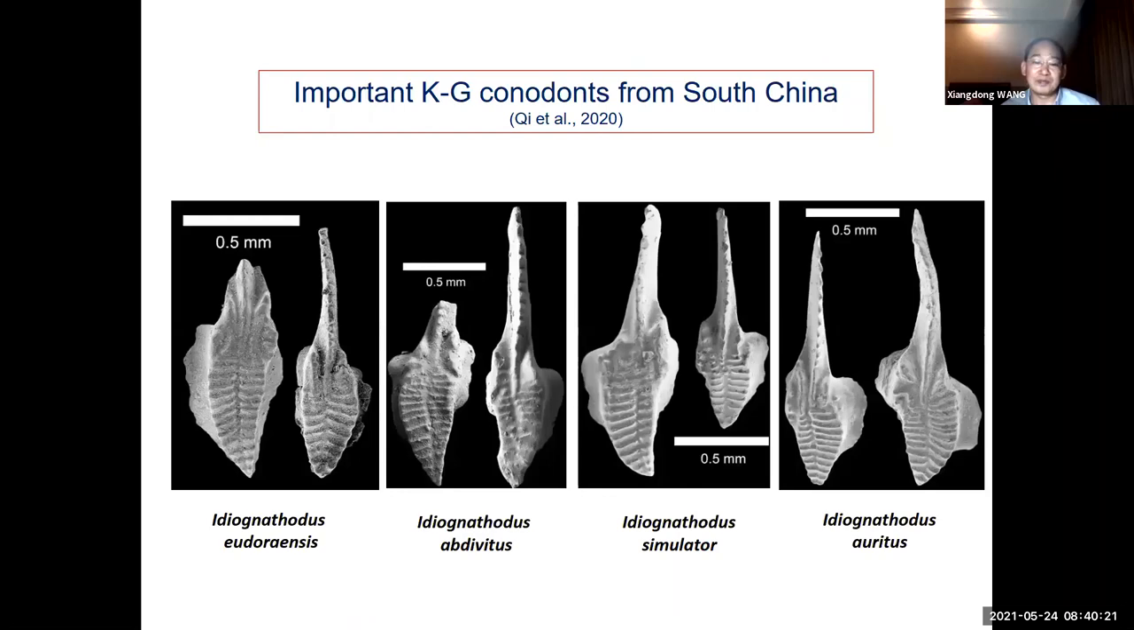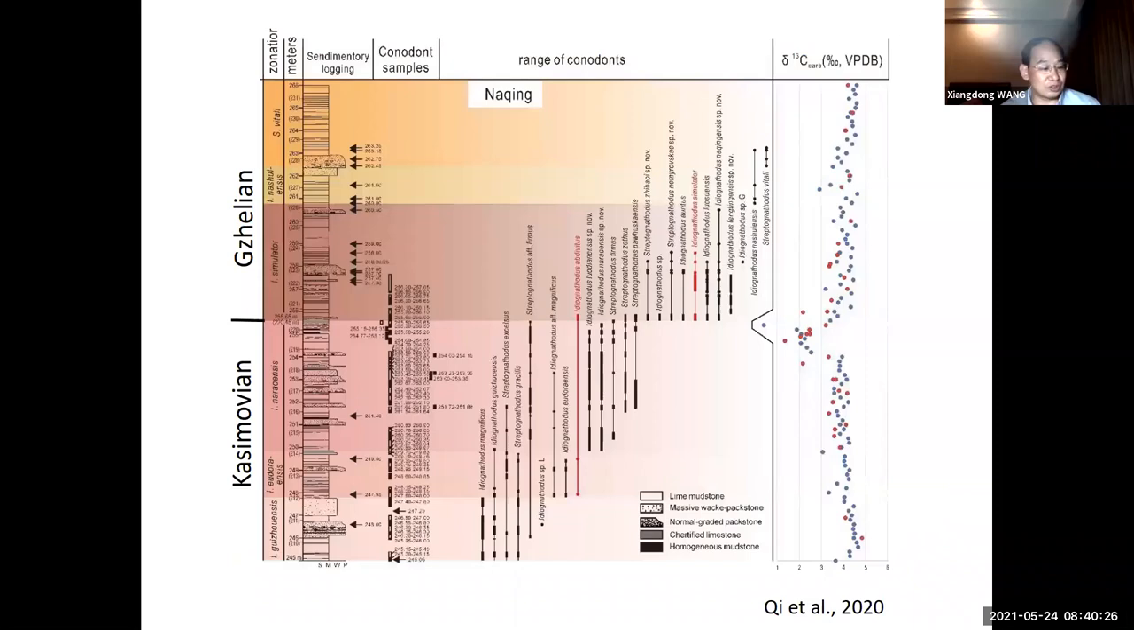And this figure shows that in the Naqing section, there are two groups of Idiogonathodus species co-occurring in the Kasimovian and Gzhelian boundary interval. One is named the Idiogonathodus rhodiensis group, which is composed of several endemic species known only from South China so far. The other is a cosmopolitan species, the Idiogonathodus simulator group. This boundary level is associated with a distinct negative shift of the carbon isotope excursion.